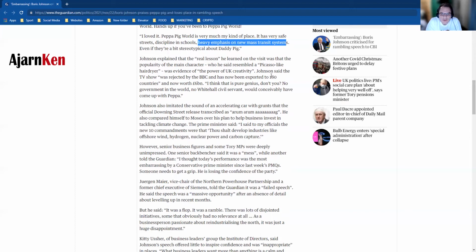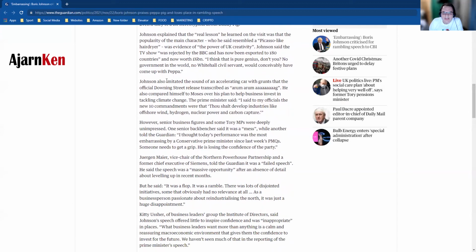So Johnson said that the TV show was rejected by the BBC and now has been exported to 180 countries and is now worth £6 billion. So essentially he's talking about this cartoon on his tangent, and then instead of talking about building regulations, he says that the private sector is more important than the government and more important than the BBC. And he gives this example here about the cartoon. The BBC rejected the cartoon, and then the cartoon was sold to other companies for about £6 billion. And he calls this pure genius, which means that it's a very excellent business decision.